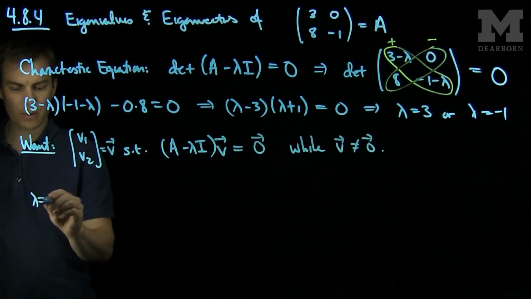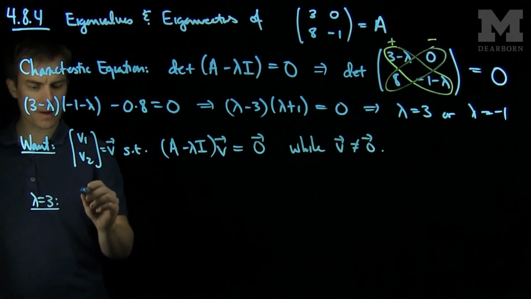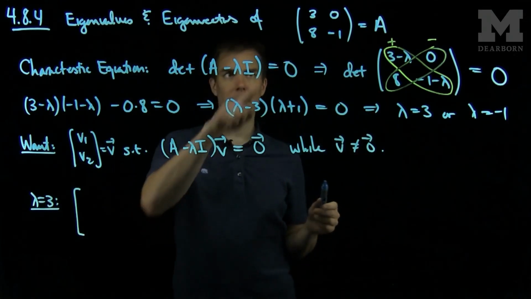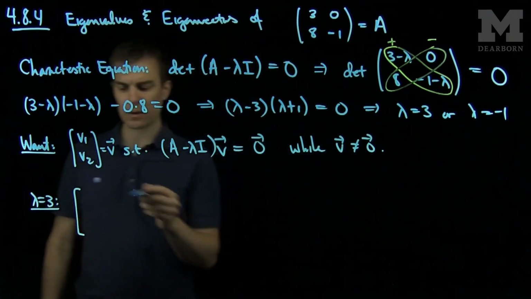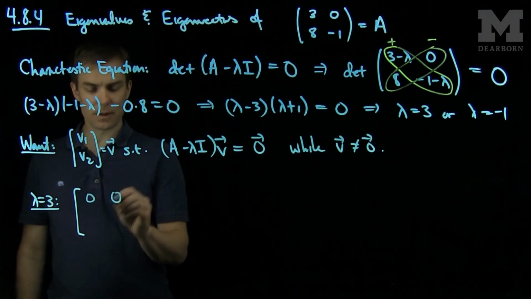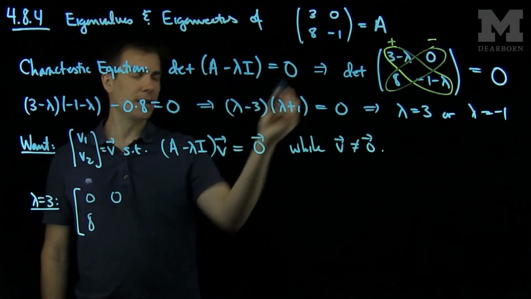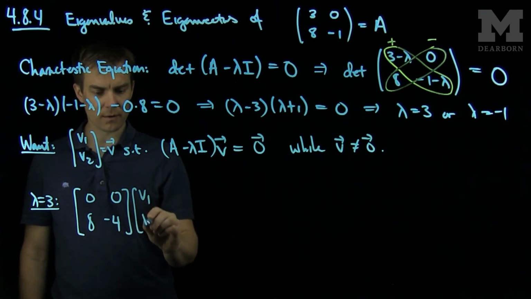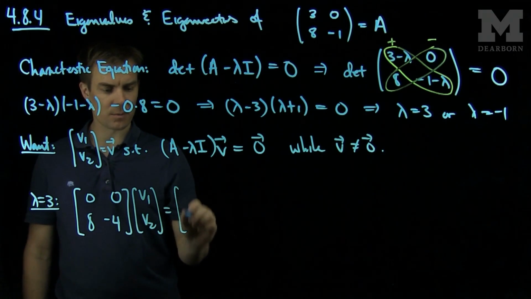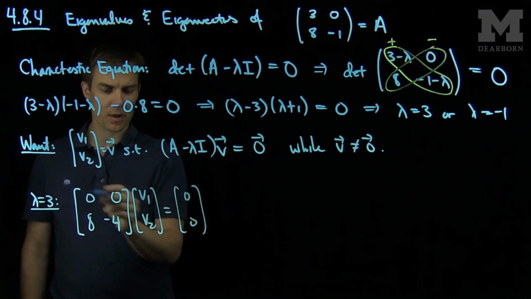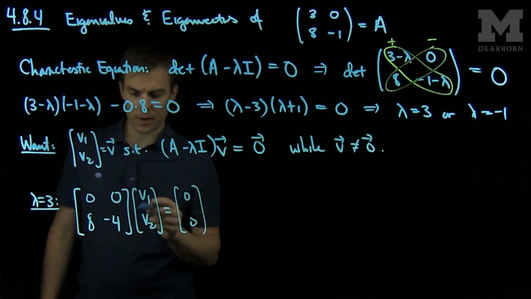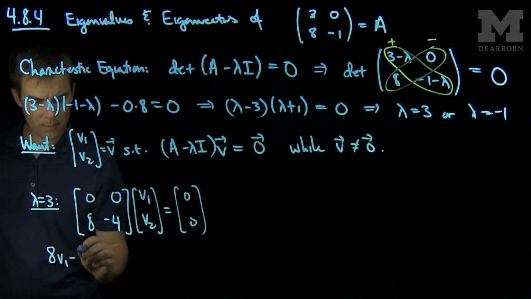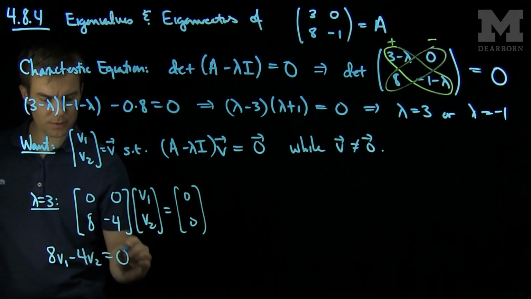So when lambda is equal to 3, as we look at our matrix, if I subtract off 3 from the main diagonal, I'll have a 0, an 8, and a negative 1 minus 3 is negative 4, applied to v1, v2. I want this to be equal to 0, 0. The first entry doesn't tell me anything. The second entry tells me that 8v1 minus 4v2 equals 0.